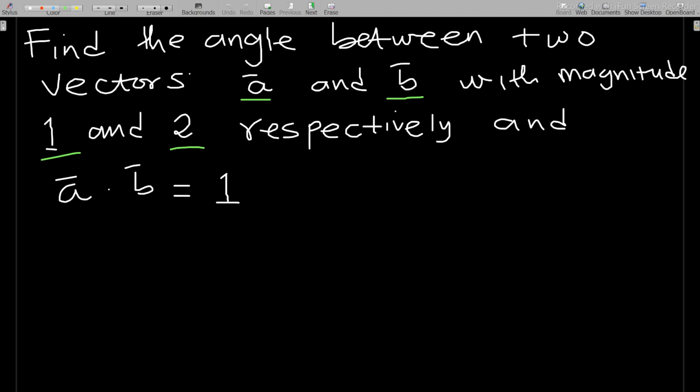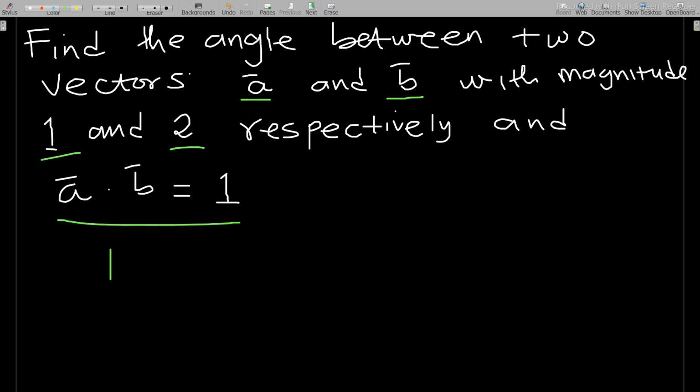Okay, let's start. The first question is you are supposed to find the angle between two vectors A and B with magnitudes 1 and 2, and then the dot product is this. So what you do here is use the idea of dot product to solve this.